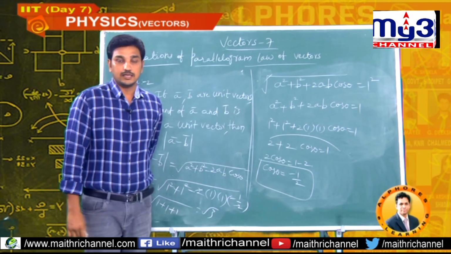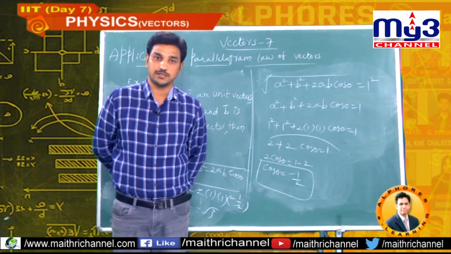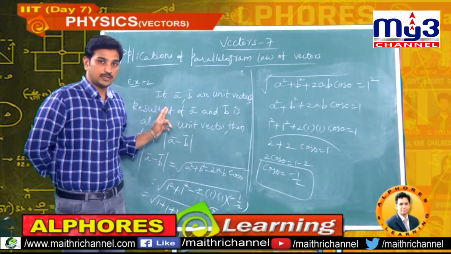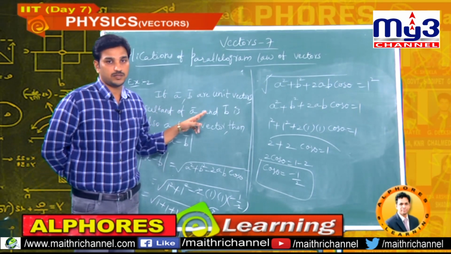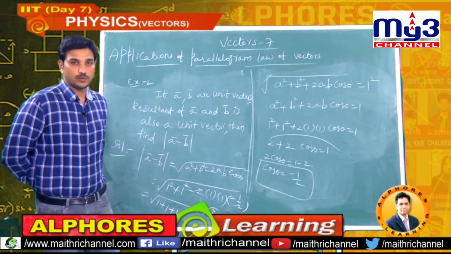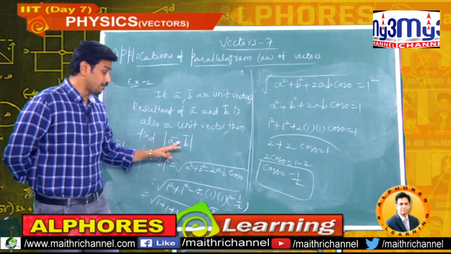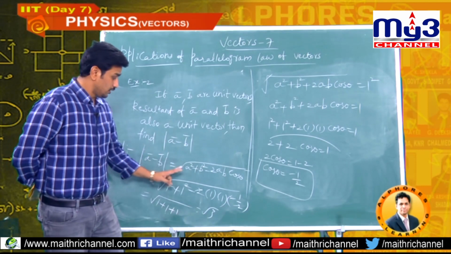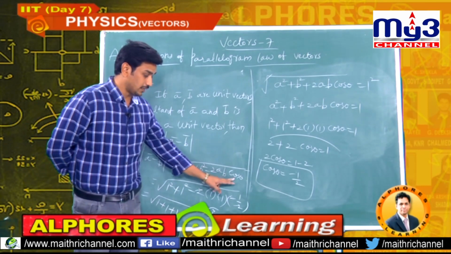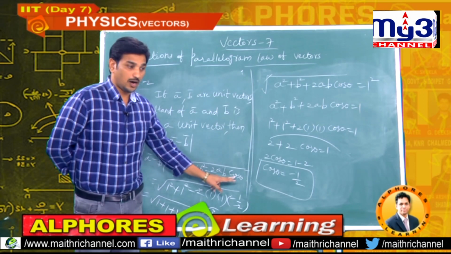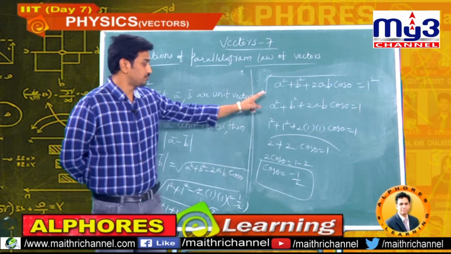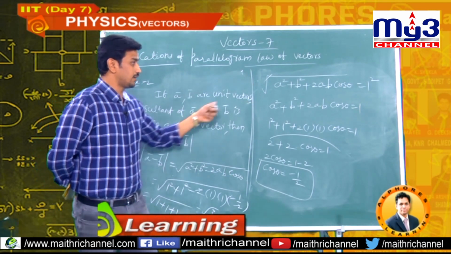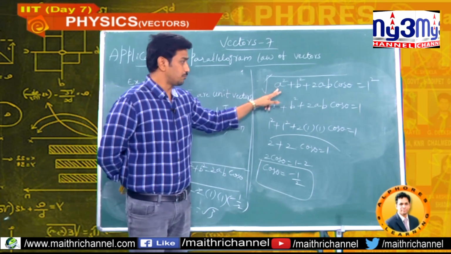Root 3. A bar is a unit vector, b bar is a unit vector. Now mod a bar is 1, mod b bar is 1. The resultant of a bar and b bar is also a unit vector, that is, mod of a bar plus b bar is 1. Now they are asking to calculate mod of a bar minus b bar. To calculate it we know the formula, root of a square plus b square minus 2ab cos theta. I don't know the cos theta value. How did I calculate the cos theta value? By using the statement that the resultant of a bar and b bar is a unit vector. I used it, and so here is the substitution.